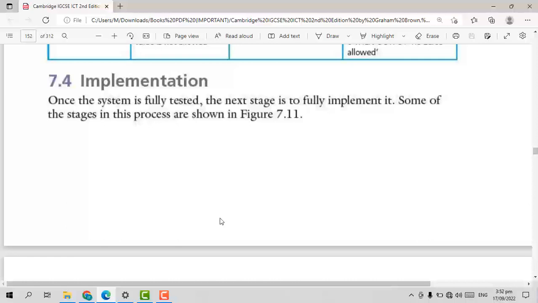We are installing it on their devices. We're downloading it. We're installing it. At this stage we can also train the employees how to use it and everything, right? Once the system is fully tested, the next stage is to fully implement it. Some of the stages in this process are shown in the figure.